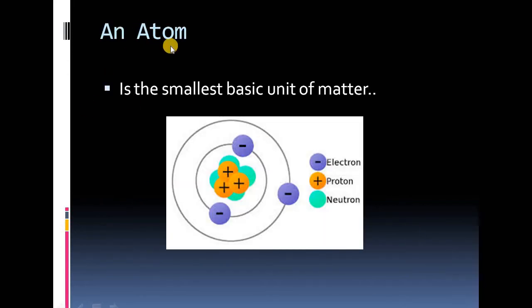So, what is an atom? An atom is the smallest basic unit of matter. As you see here, the atom is composed of two parts: the nucleus, which contains protons and neutrons, and the electrons that are found surrounding the nucleus.